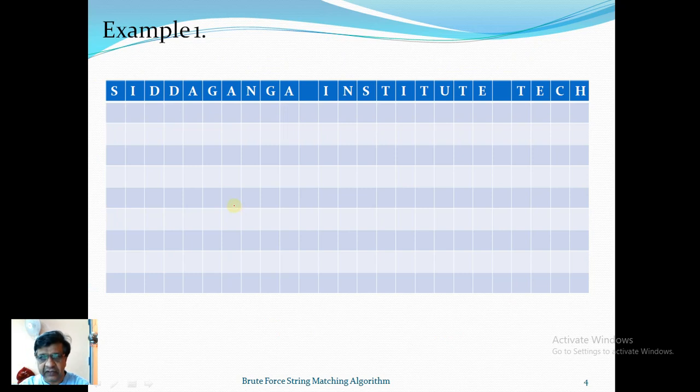We will go to the next thing and take an example. Before we write an algorithm, we will take one or two examples and reinforce our idea regarding this particular algorithm. Then we will try writing the algorithm. Siddhaganga Institute of Technology, which I have shortened here for want of space, is the text. The text is lengthier, almost 40 characters I suppose, and we are trying to find Gandhi in this. Gandhi is the pattern.